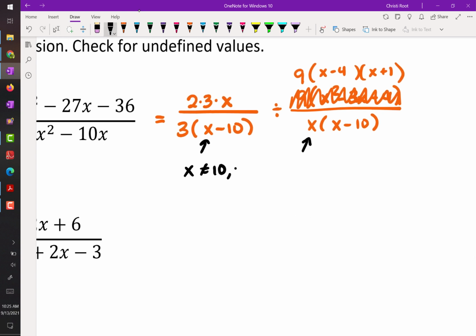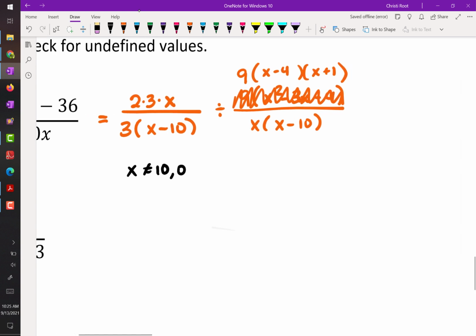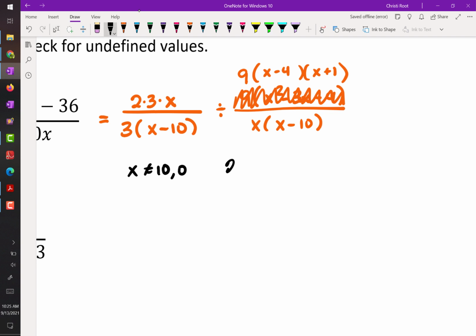This x cannot be 0. And this x also cannot be a 10. I already have that written down, so I'm not worried about it. Now I get to do the reciprocal. So I'm going to put 2 times 3 times x. Only write the reciprocal of what you're dividing by. So I'm going to put x minus 10 on the top.